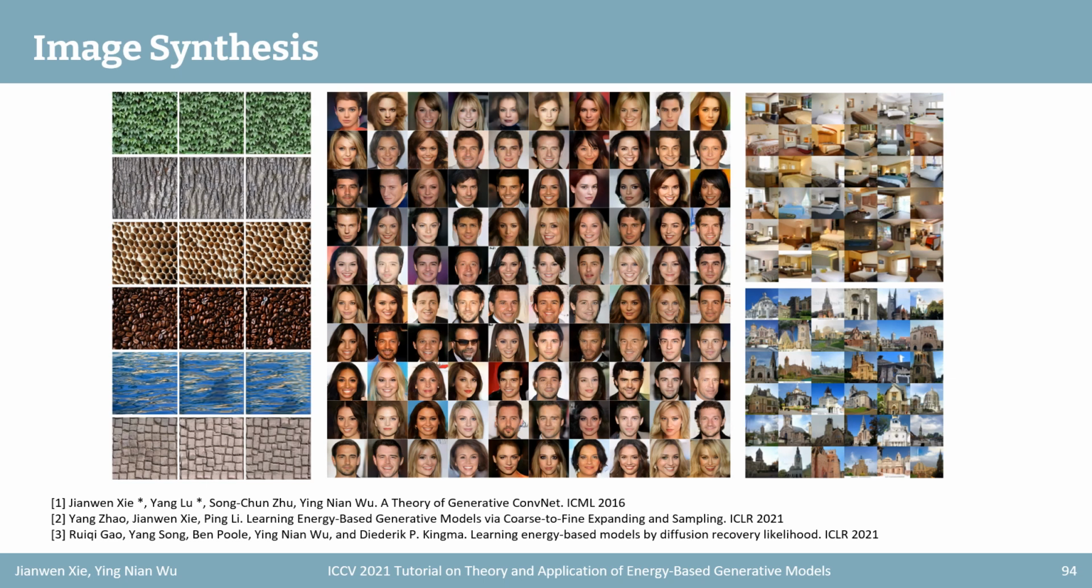The texture images displayed on the left are modeled by a simple vanilla ConvNet EBM. The face images shown in the middle are generated by an EBM trained via a coarse-to-fine expanding and sampling strategy. The scene images on the right are sampled from the EBM learned by diffusion recovery likelihood.